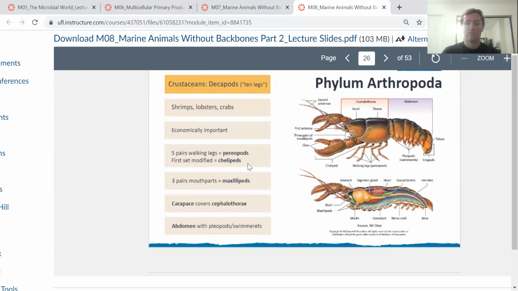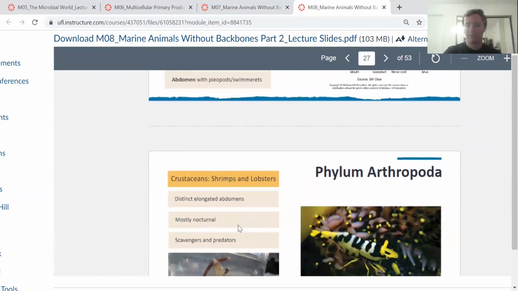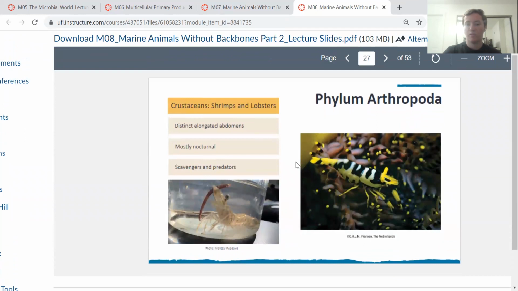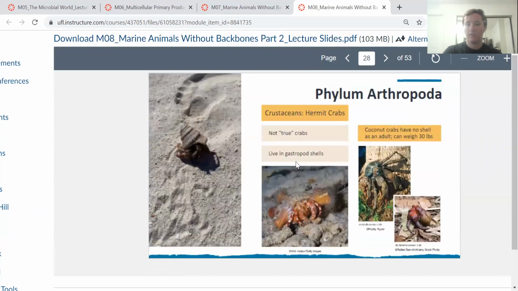The pereopods are the other walking legs, or 4 pairs, excuse me. There's 4 pairs because the fifth one are those chelipeds. The maxillipeds are the 3-part mouth, and that is what they use to eat. And so just know the pleopods slash swimmerets and what they are used for, which is, again, for motility and swimming. Shrimp and lobsters kind of fall under that same thing.